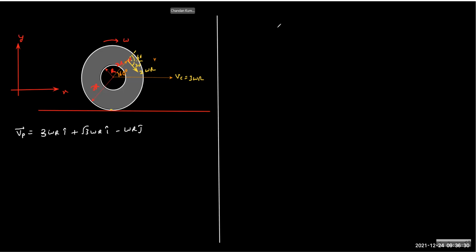So now what we're going to do next is called the velocity analysis. When we draw a line perpendicular to the velocity of any two points, we get the ICR, the instantaneous center of rotation, or instantaneous axis of rotation. But here we are not getting that point. Here the touching point is the ICR, right?